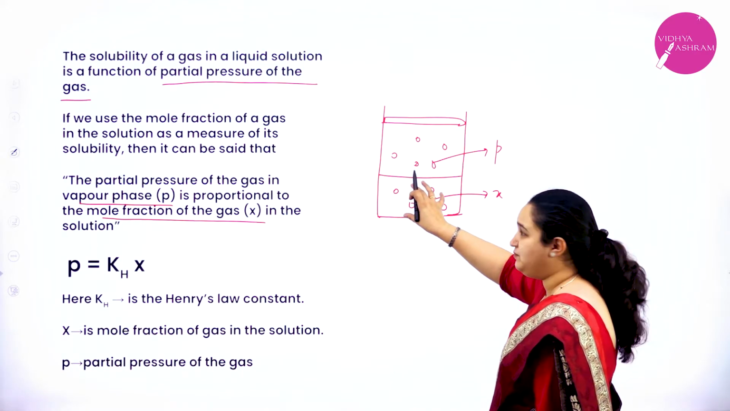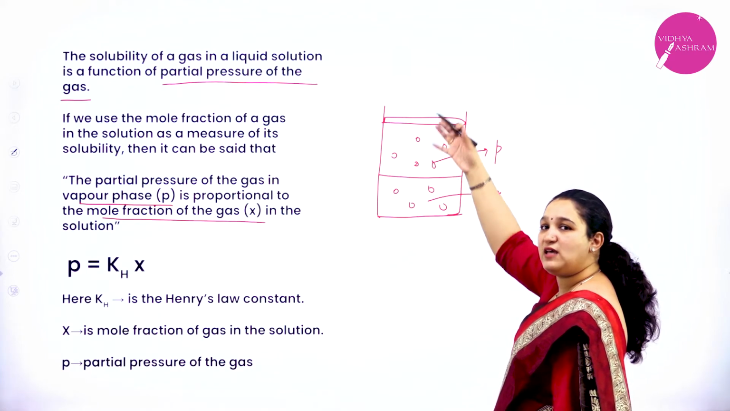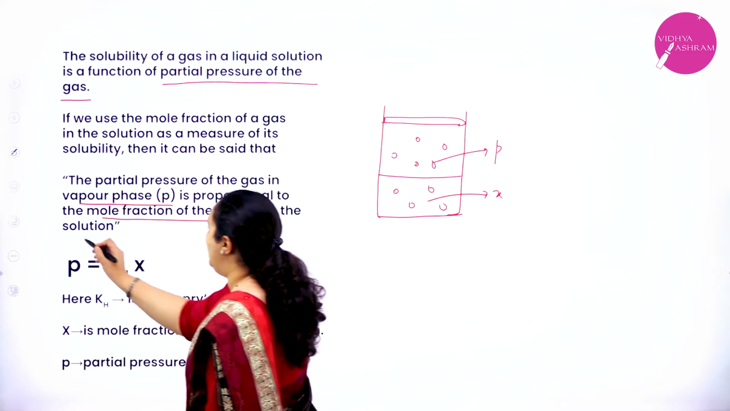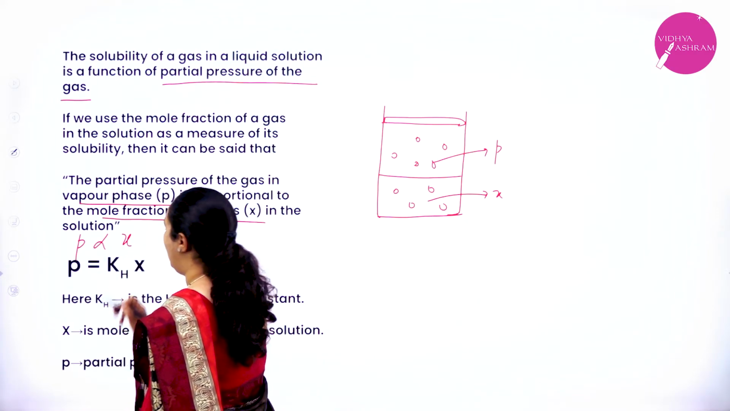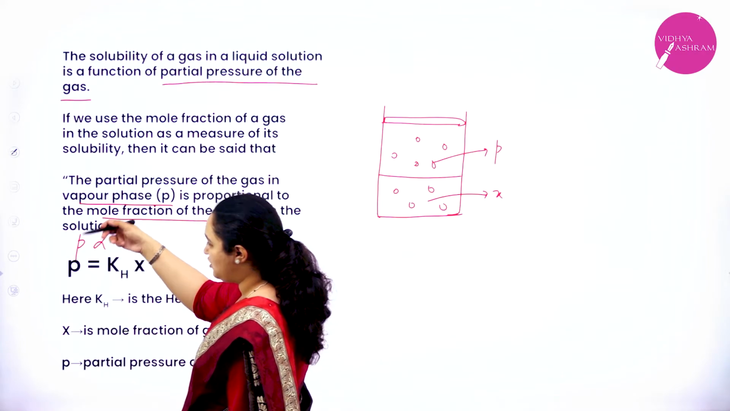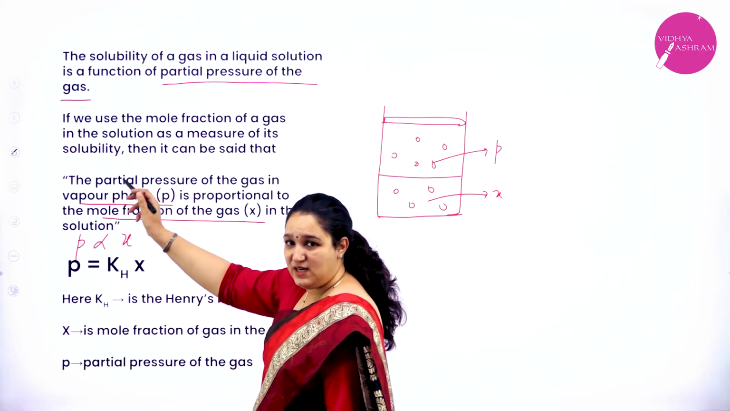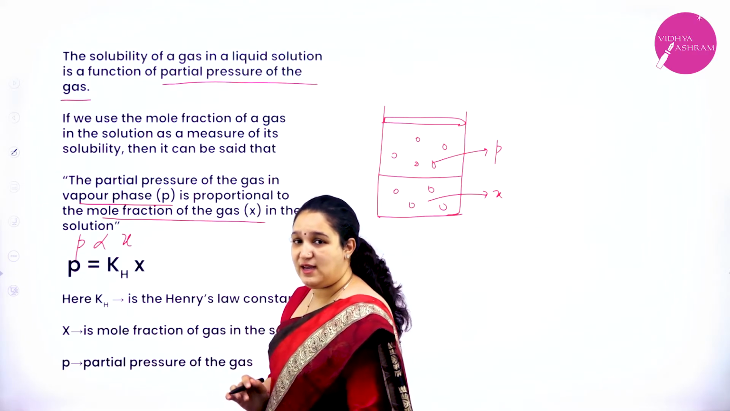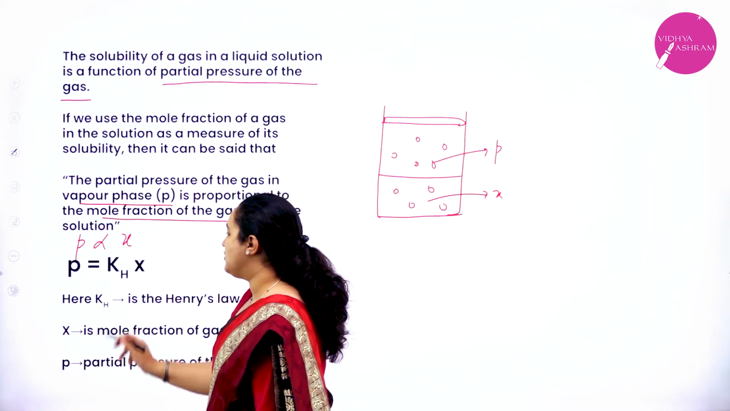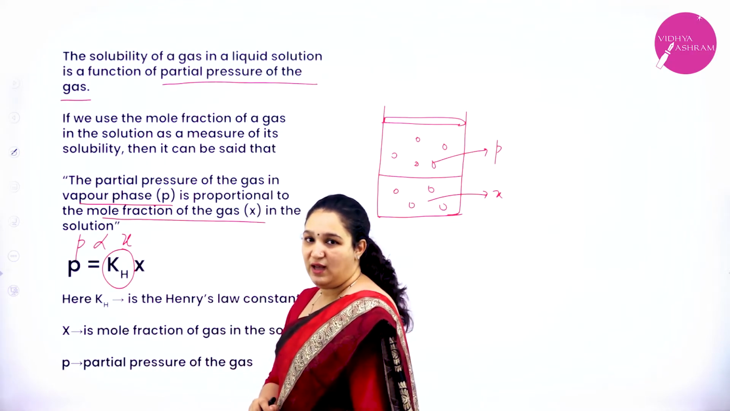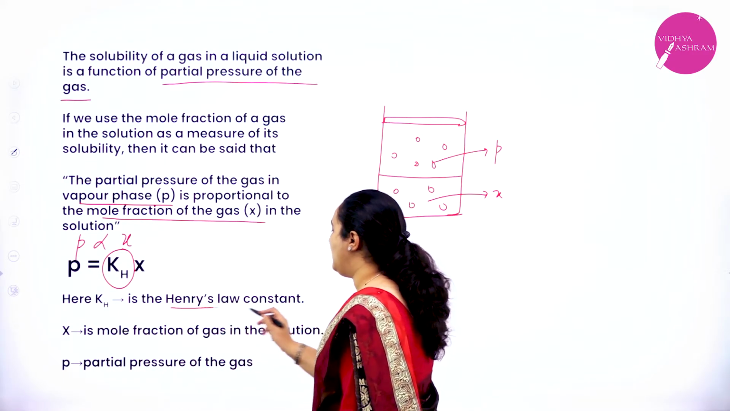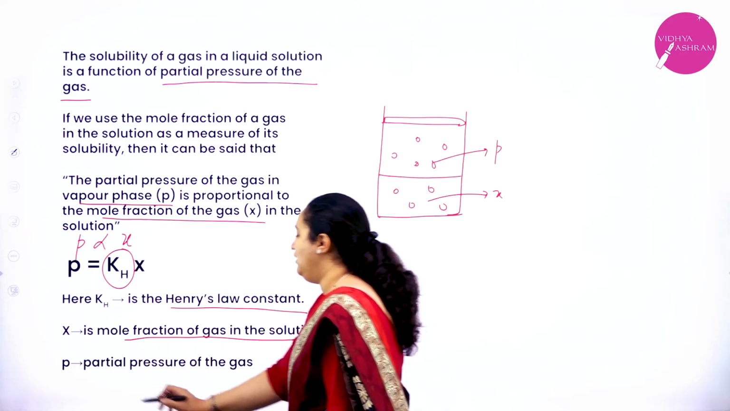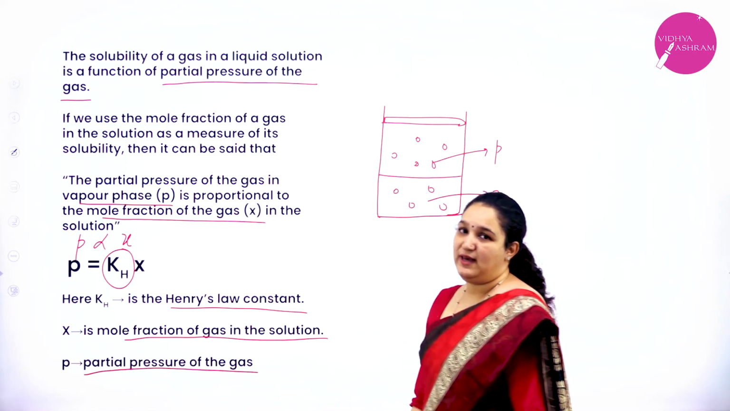Its mole fraction is proportional to the partial pressure of the gas above it in the vapor phase. We can write it as P is proportional to X. That is, as the partial pressure of the gas is increasing, the mole fraction of the gas in the solution also will increase. They are directly proportional. To remove the proportionality, a constant KH is added. So what is KH? It's called Henry's law constant. X is the mole fraction of the gas in the solution. P is the partial pressure of the gas.